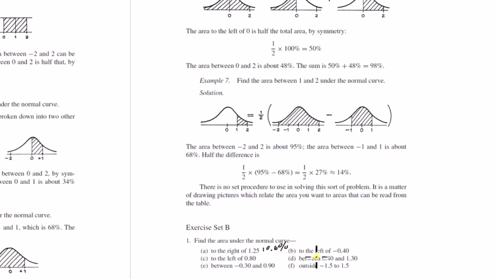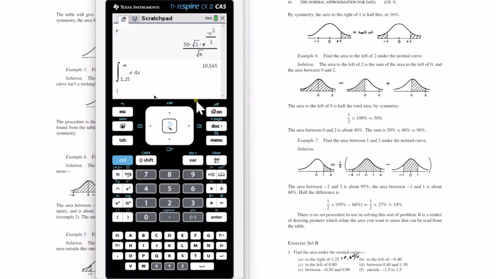Okay, to the left of minus 0.4. So we're going to go from, the upper limit is minus 0.4. The lower limit is minus infinity. 34.5%.